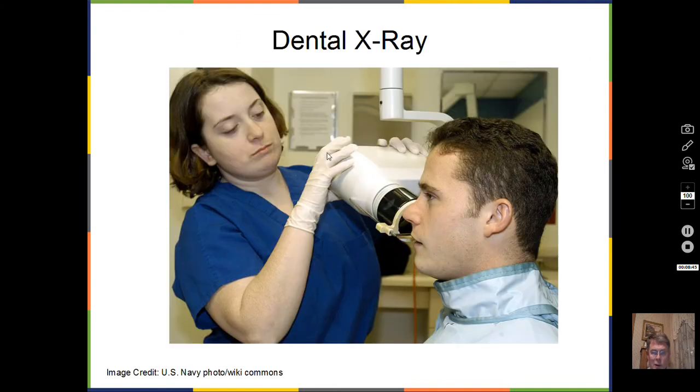And here the dental X-ray, giving the dentist good knowledge of the structure of the bones of your teeth and helping the dentist take good care of you. And there's protective shielding over the body here, a lead apron, in case there are any stray X-rays, to minimize exposure to the body.